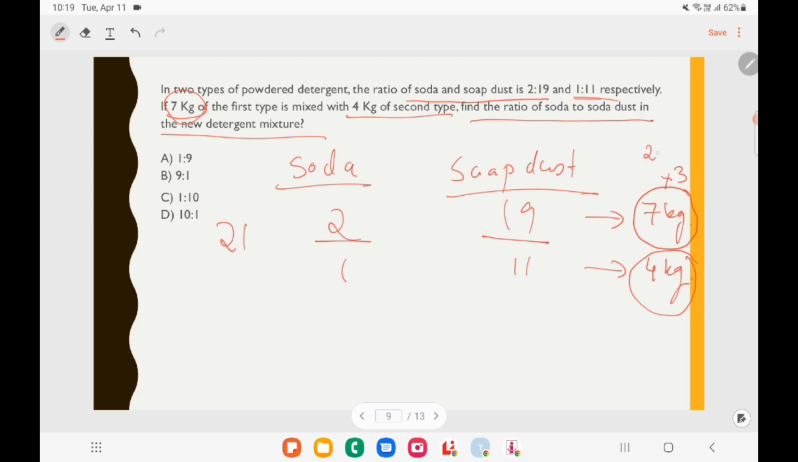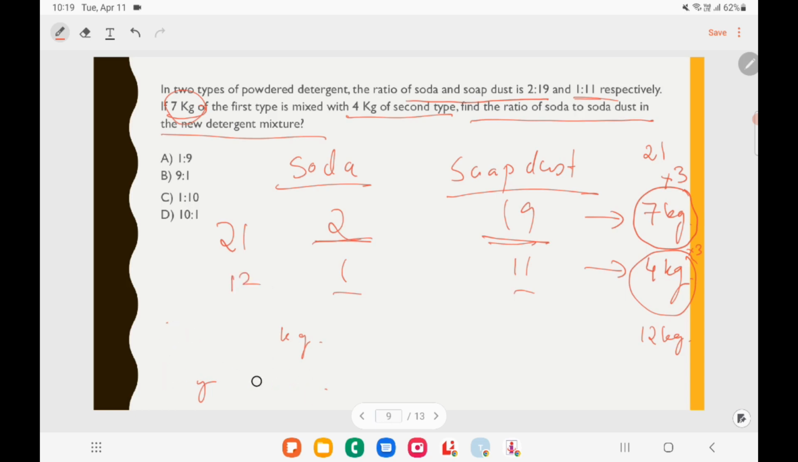7 into 3 is actually 21. And then multiply this 4 also with 3. So you are getting 12 kilogram. That means in the question you were taking 7 kilogram of first mixture and 4 kilogram of second mixture. But I am going to do the same question with 21 kilogram of first mixture, and 4 into 3 is 12 kilogram of second mixture. I am just multiplying 3 on both sides. If you do like that, the calculation is going to be easy because 2 plus 19 is 21 and 1 plus 11 is 12. So you can very easily find the answer.